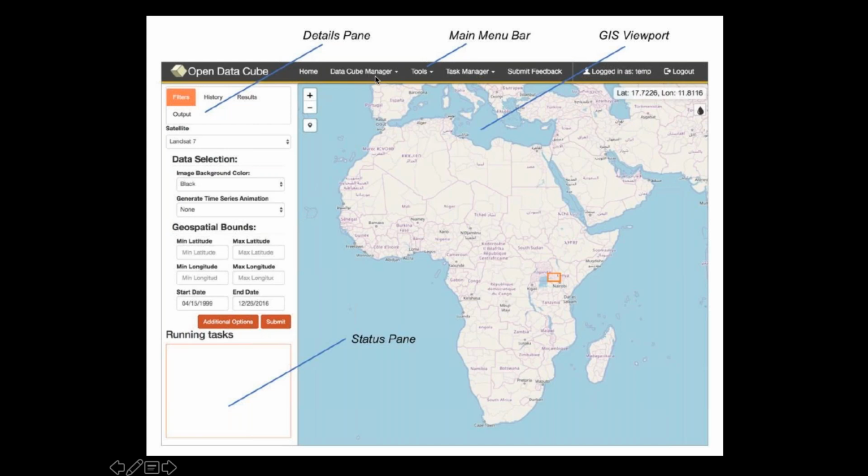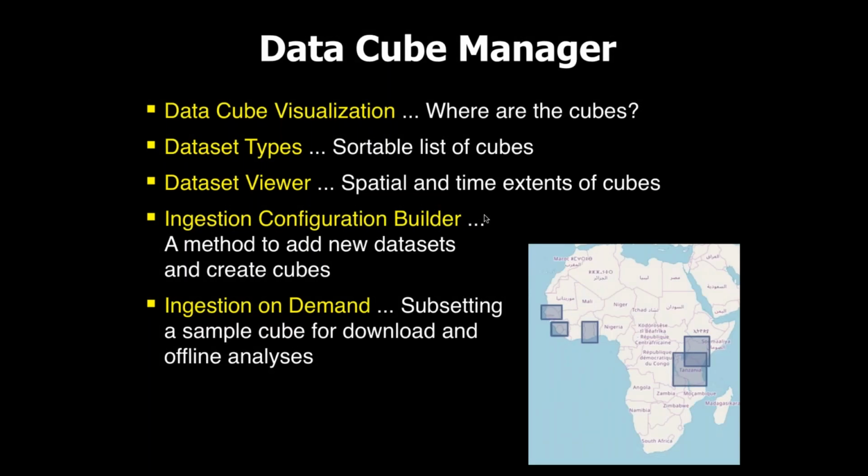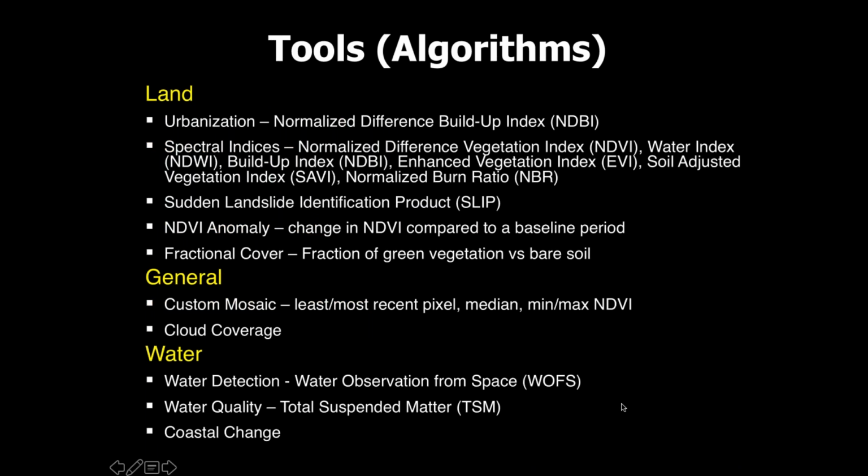So you're going to see Data Cube Manager. It will tell you about where the cubes are. The tools, these are the algorithms, and then a task manager. Everything that runs gets put into this GIS viewport, and this allows you to zoom in and out. So when you get there, you're going to see something that'll show us where the data cubes are. I'm going to show you that in a moment. It's going to show you a list of the cubes and the spatial time extent, and allow you to do other more complicated things like ingestion on demand and subsetting the cube. Chances are you won't do much of that. Chances are you're going to be focused on these things, which I'm going to call tools and algorithms. Remember, we were talking about urbanization. There is a built-in urbanization algorithm, the build-up index NDBI.